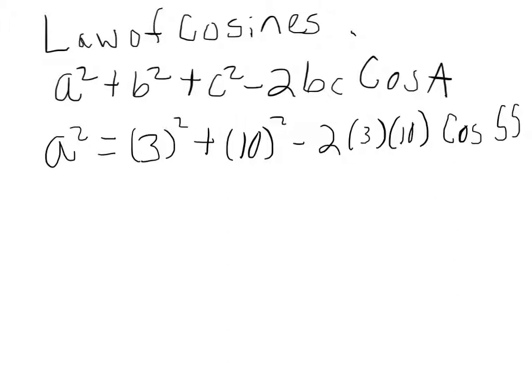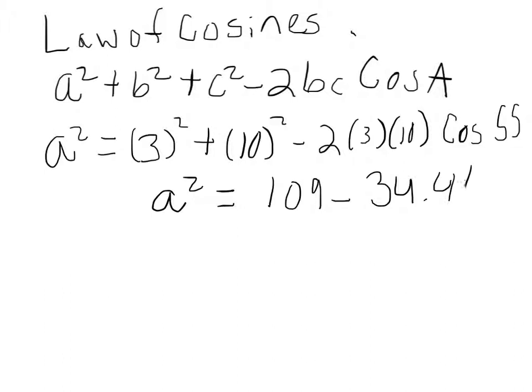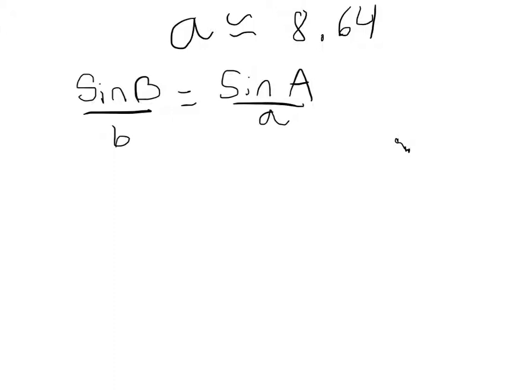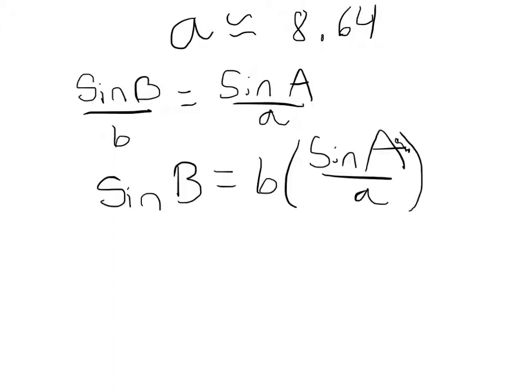And when you calculate that out, a squared equals 109 minus 34.41, and then a equals about 8.64. Now that we know our a value, we can use the reciprocal form of the law of sines to solve for b. The sine of b over the side length of b equals the sine of a over the side length of a. This can be rewritten so that the sine of b equals the side length of b times the sine of a over a.